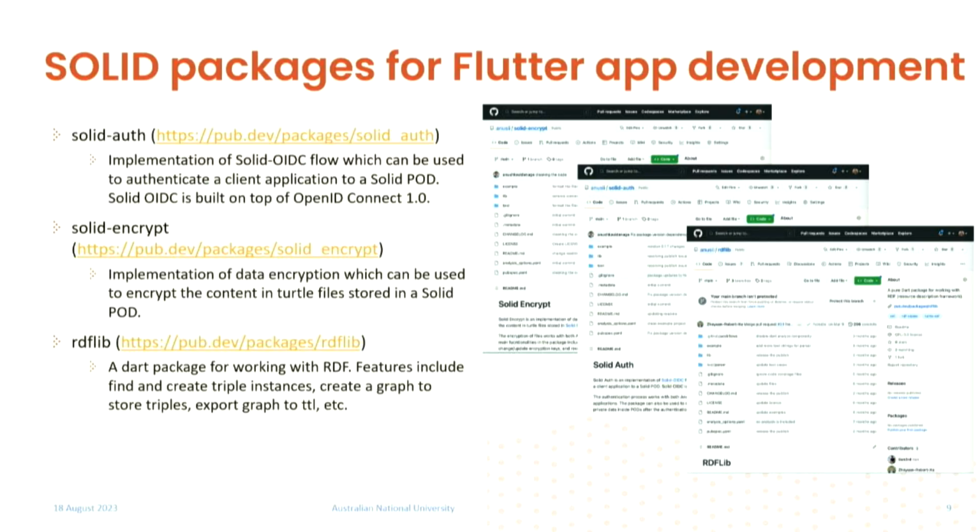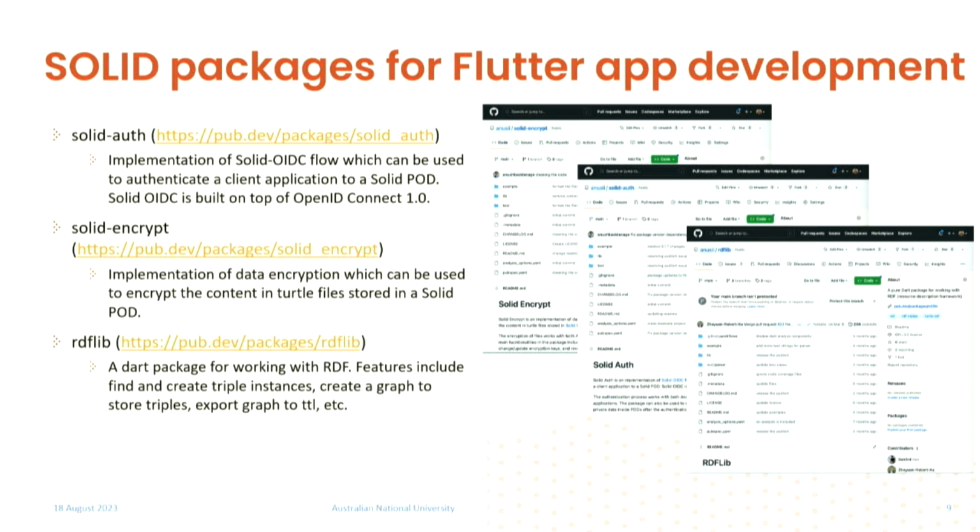So far in our project, we are mainly working with Flutter and Dart for developing our applications, that's on the front end. On the back end side, we are using mainly Python, for instance, building pipelines from these existing systems. Flutter is a cross-platform app development technology, and the underlying language is Dart. In this project, we have so far developed 3 open source packages to use with our applications: Solid Auth, Solid Encrypt, and RDF-lib.